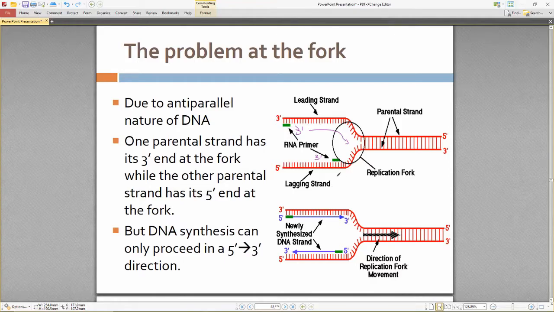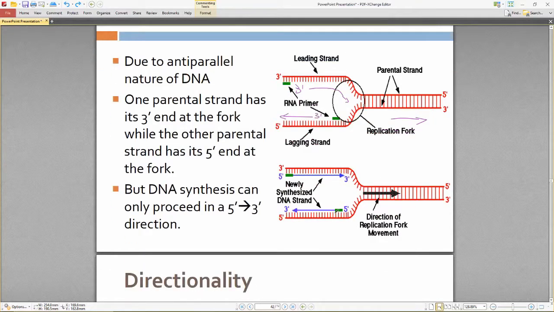So that means that there's a little problem, because if it continues going this way, it's going to run out, because helicase is going this way. The actual direction of replication is this way. So what do we do about this?